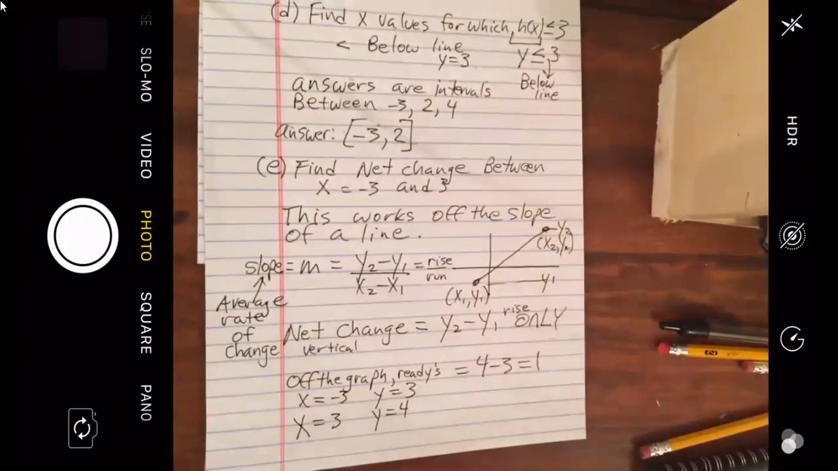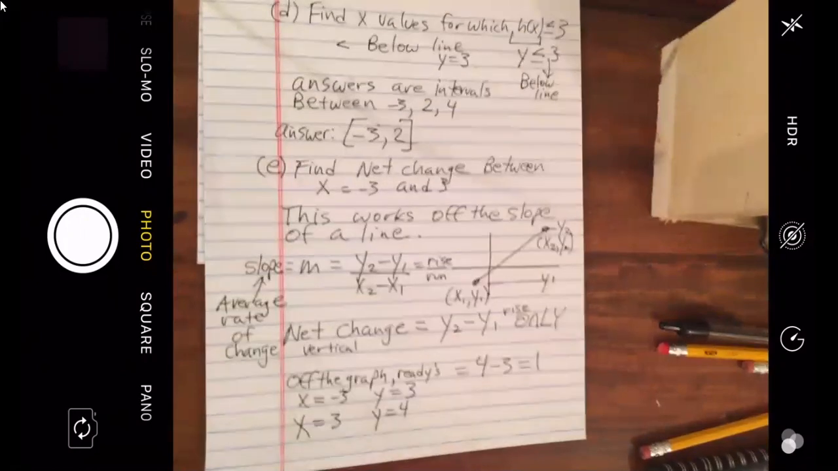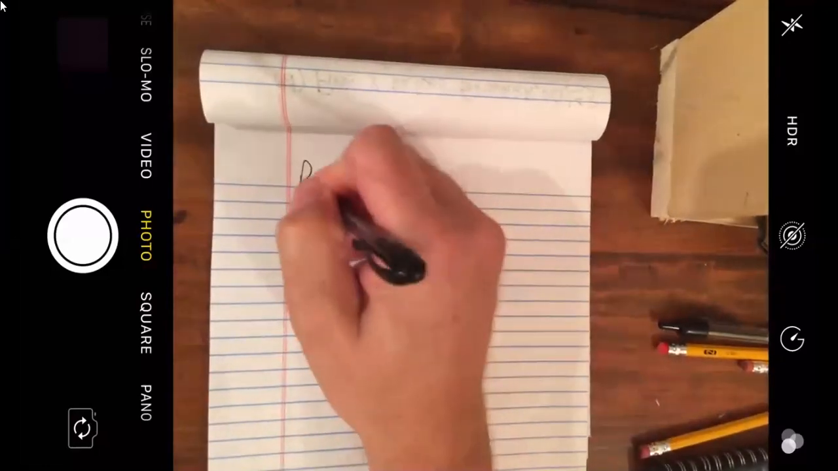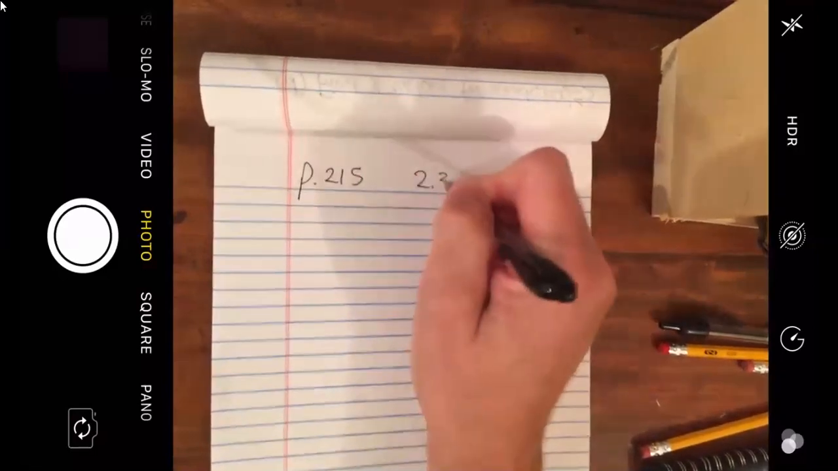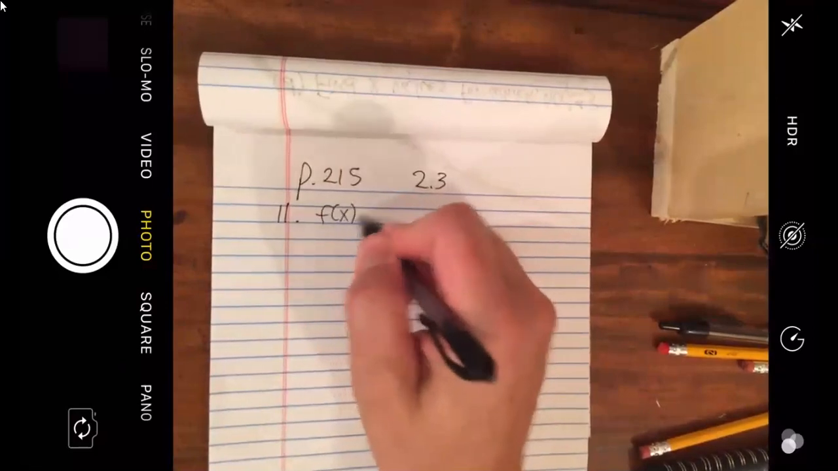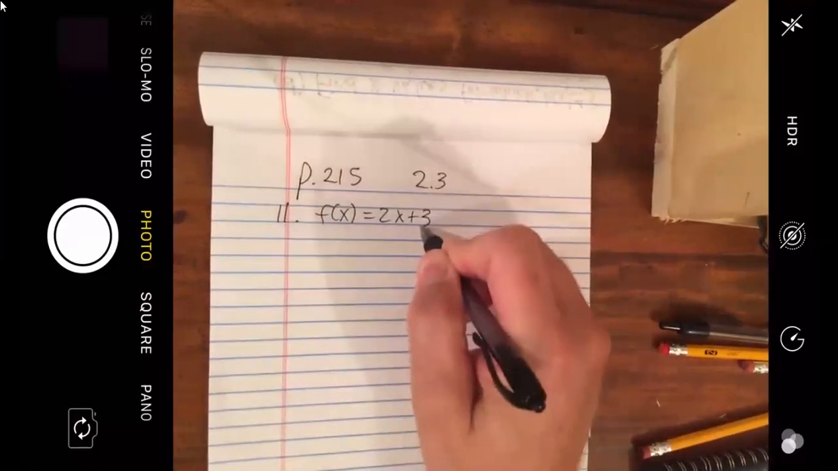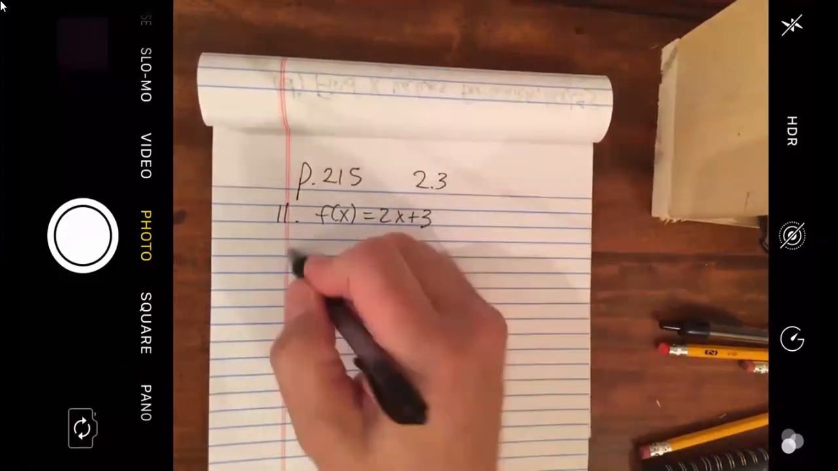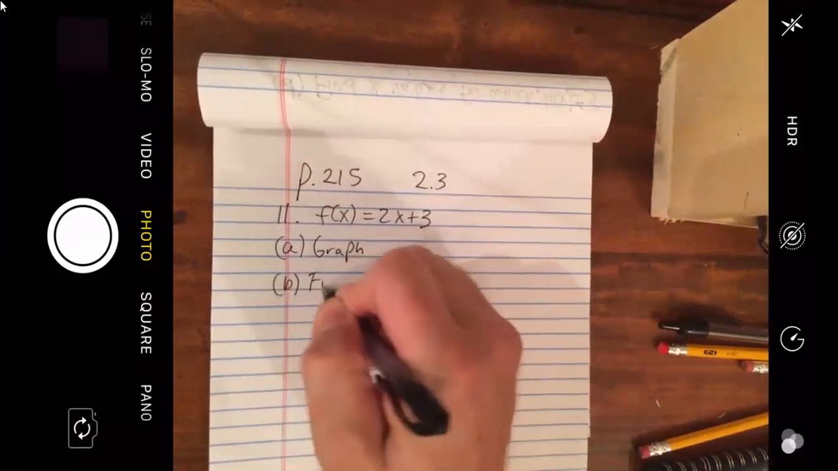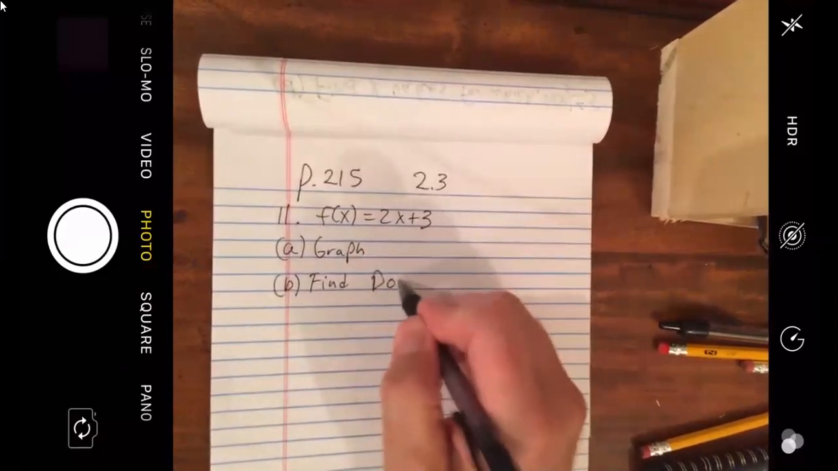Let's contrast, say, 11 and 13. You may not realize about these, they're so easy they're hard. It's off page 215, section 2.3. Take a look at 11. All right, pretty simple line, 2x plus 3. And they want you to, part A, graph, and part B, find domain and range.